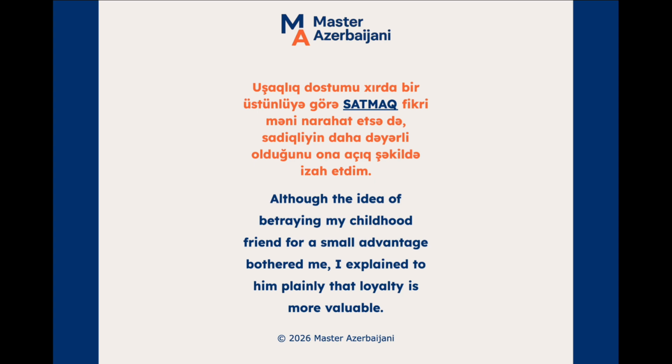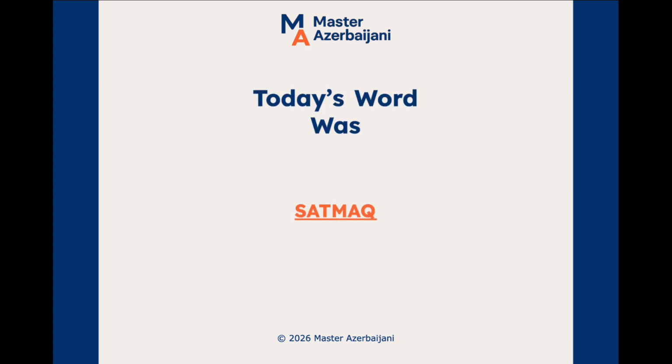Açıq şəkildə, ona açıq şəkildə. Açıq şəkildə is clearly, plainly. In clear form, in plain form. Şəkil is kind of form. But the right way, plainly here. Ona, to him. İzah ettim. Explained. I explained technically. Because izah etmək, to explain. İzah etti, he, she, it explained. İzah ettim, I explained. Now, that was today's word, SATMAQ.